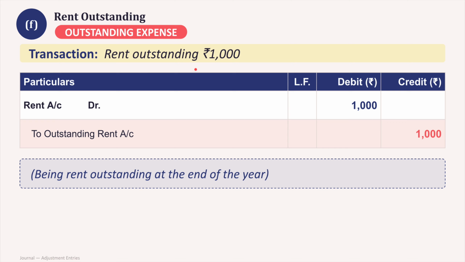Next, rent outstanding 1,000. Rent account debtor to outstanding rent account. So what is rent outstanding? So you owe to pay the rent, but you have not yet paid. Okay, your rent is due but you have not yet paid. So here rent is an expense, you are debiting it. Outstanding rent is a liability, okay, which you have not yet paid. So increase in liability you will credit. So rent account debtor to outstanding rent account. So you will debit 1,000 and credit 1,000, being rent outstanding at the end of the year.